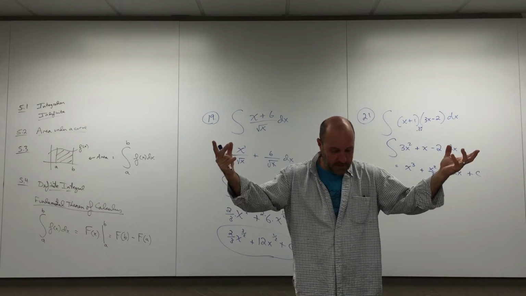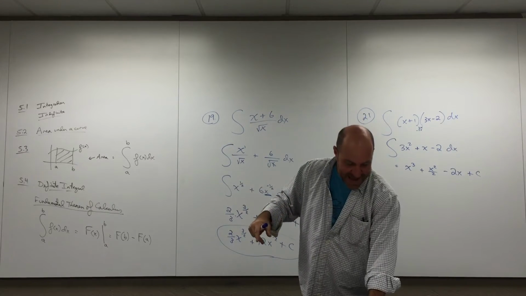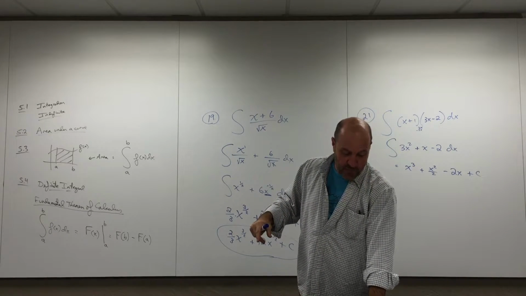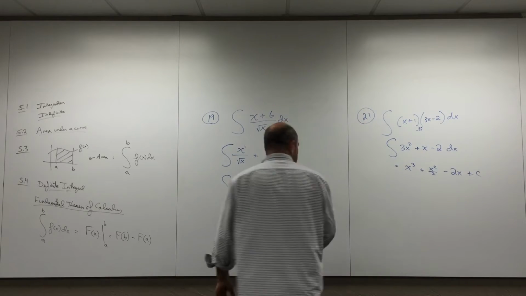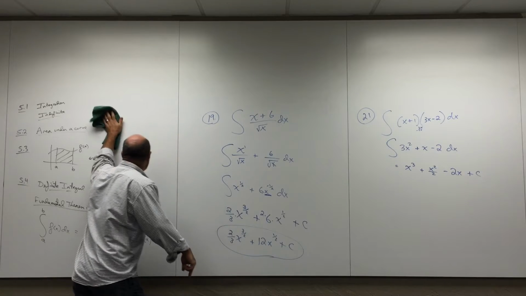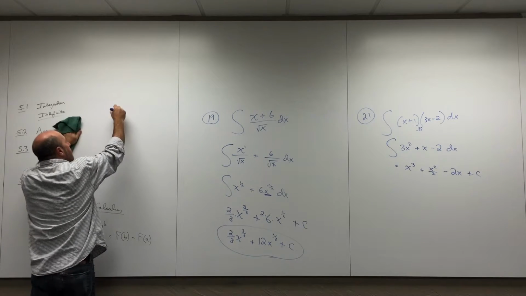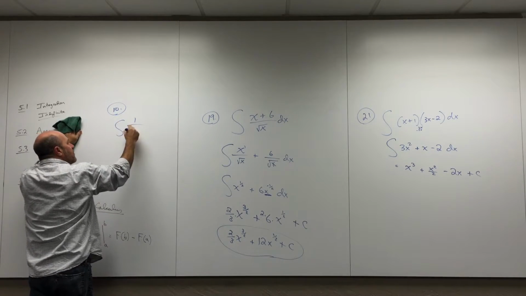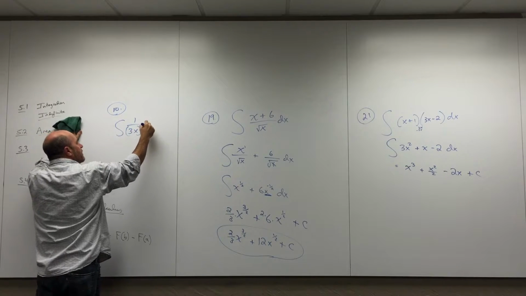Any other good requests? Can you do number 10? Number 10, yeah. The integral of 1 over 3x squared dx. Yeah, that's a good one. Number 10. The integral of 1 over 3x squared dx.